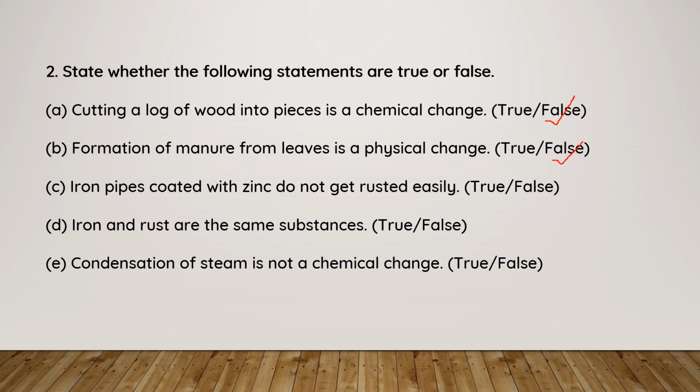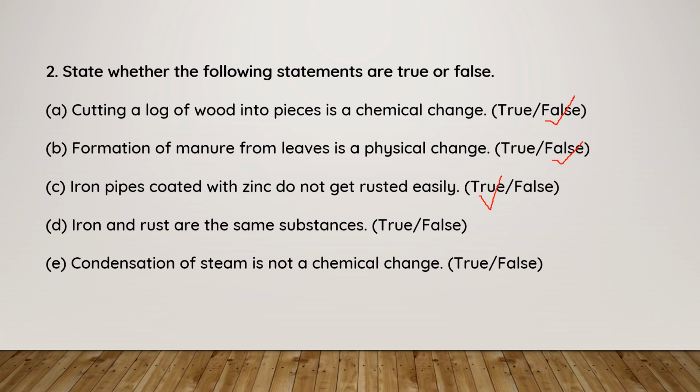Next one, iron pipes coated with zinc do not get rusted easily. You studied this process. What is this process called? This process is galvanization. Iron coated with zinc metal. That is the prevention method of rusting. So this statement is true.